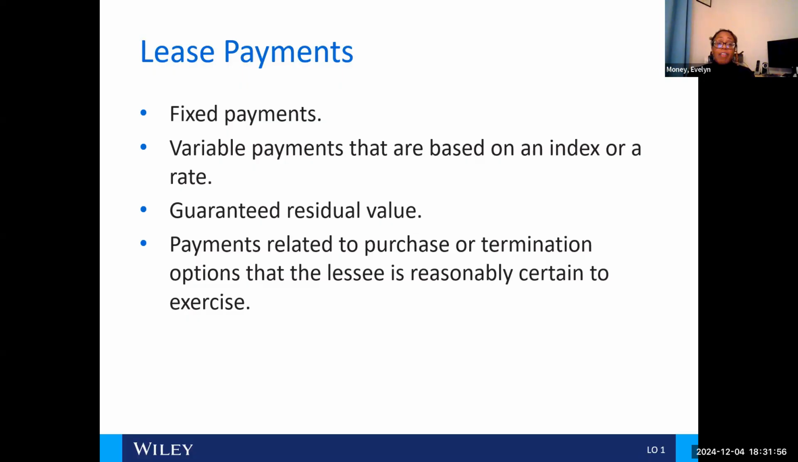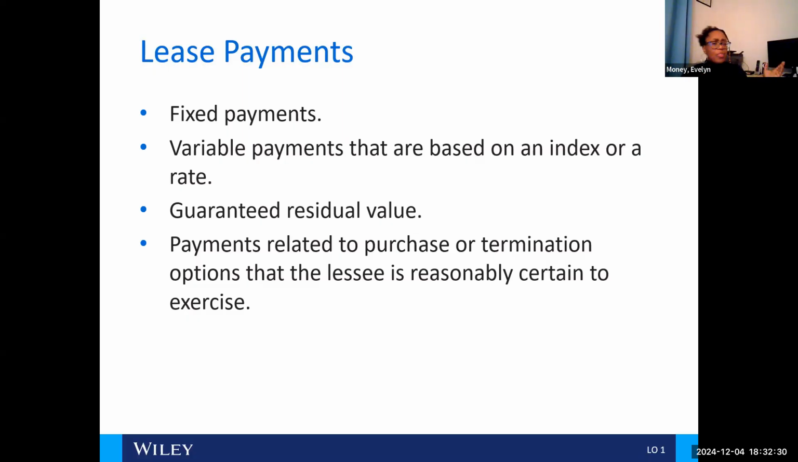If it's unguaranteed, then if the lessee runs the asset into the ground when they turn it back over to the lessor, the lessor gets nothing. But if it is guaranteed and the lessee runs the asset into the ground and it's not worth the amount that is specified in the contract, then the lessee has to pay money to replace that guaranteed residual value.